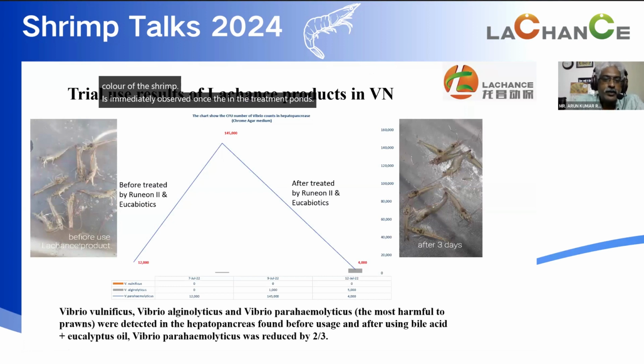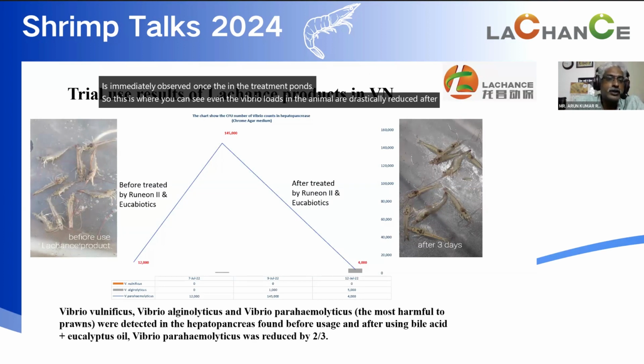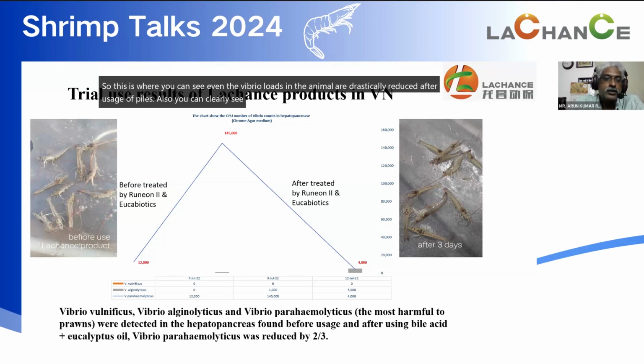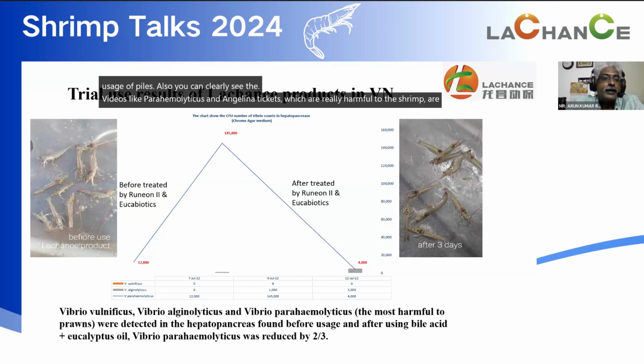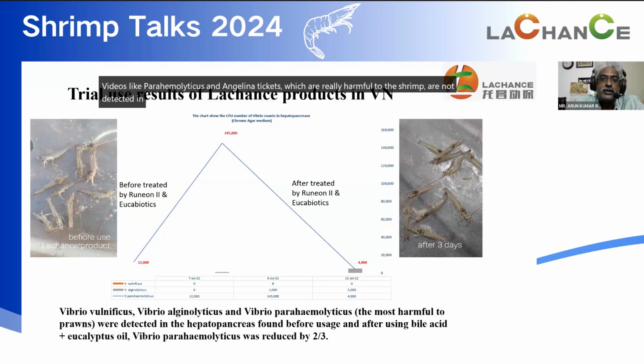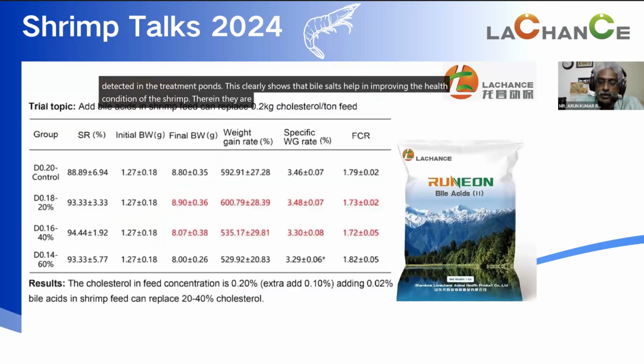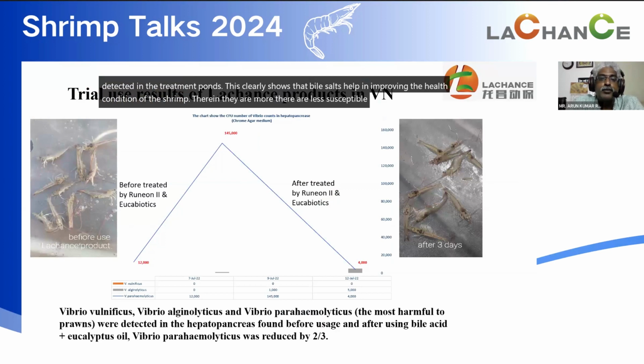So this is where you can see even the vibrio loads in the animal are drastically reduced after usage of bile salts. You can clearly see the vibrios like parahaemolyticus and alginolyticus, which are really harmful to the shrimp, are not detected in the treatment ponds. This clearly shows that bile salts help in improving the health condition of the shrimp. They are less susceptible to diseases, which leads to a healthy growth of shrimp.